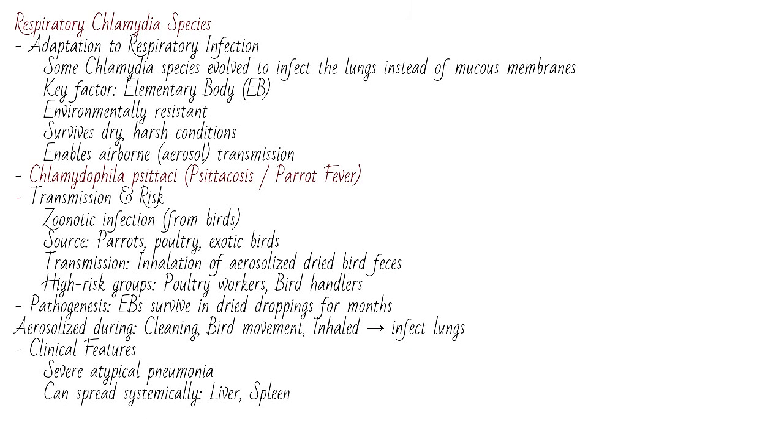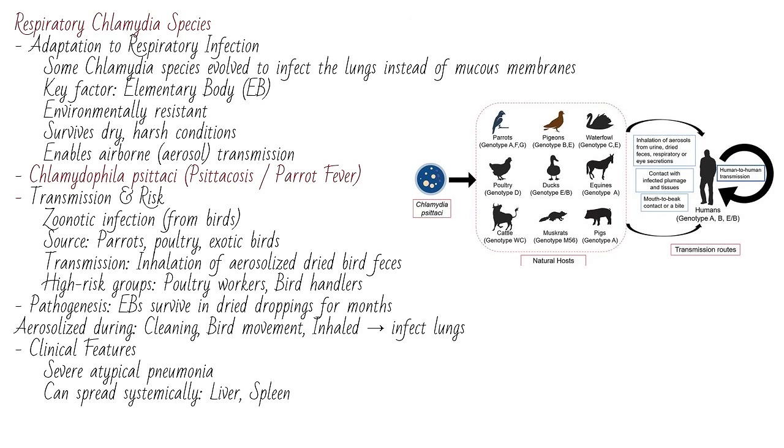Now, if these stealth bacteria can't survive outside a host cell without their armored elementary body, how do some species adapt to target completely different environments? Because some members of this family have evolved to target our lungs rather than mucous membranes. Chlamydophila psittaci is a prime example.